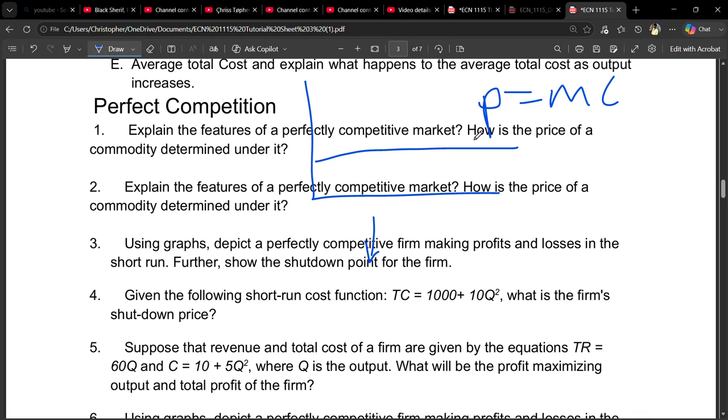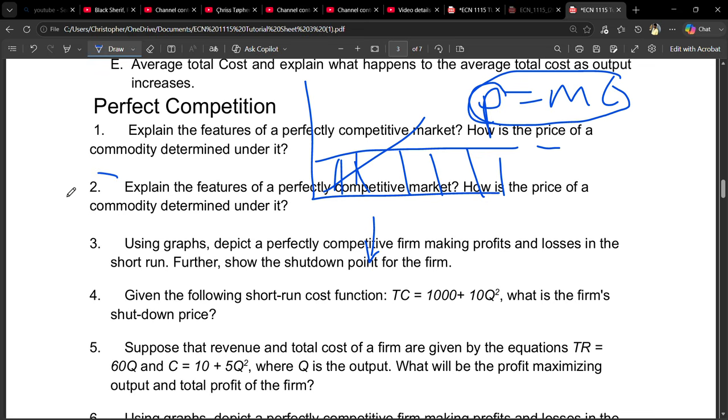Now, how do they determine the price of a commodity? The price is basically determined from this same condition that I've just stated here. They can only change the quantity at the same market price. They can produce whatever quantity they want, but they cannot charge whatever price. So that is how it is determined, at the point where price is equal to marginal cost. Okay, so that is how it is for question 1.